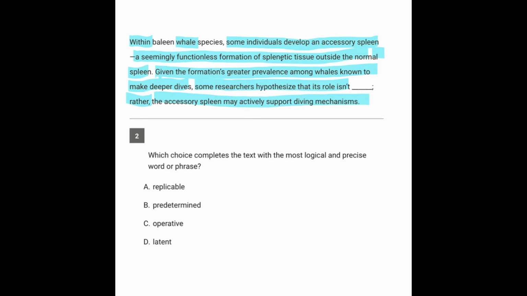So here we're hearing about an organ, a spleen, that's seemingly functionless. It seems to do nothing. Although there is a great prevalence of it among the whales that make deeper dives. So because whales who make deeper dives seem to have this more often, that's leading the researchers to hypothesize that the role isn't entirely absent. In other words, it does seem to have some role.